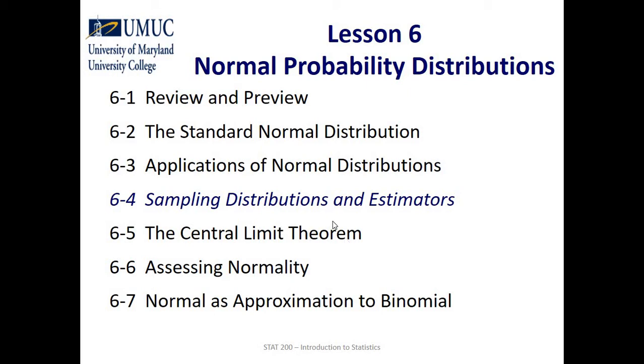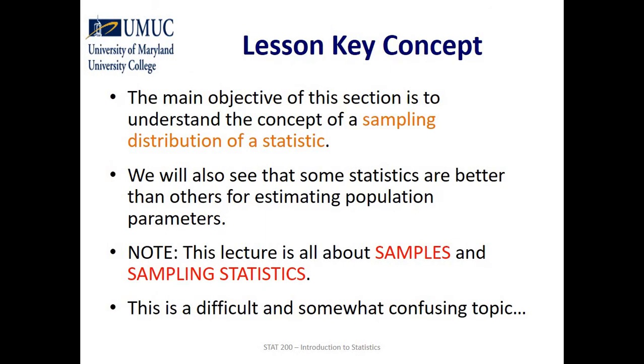In this half of the lecture, we're going to talk about sampling distributions and estimators. The main objective of this section is to understand the concept of a sampling distribution of a statistic. This is a vastly different topic than we talked about in the previous half of this lecture, where we talked about applications of normal distributions. Okay, so we will also see that some statistics are better than others for estimating population parameters.